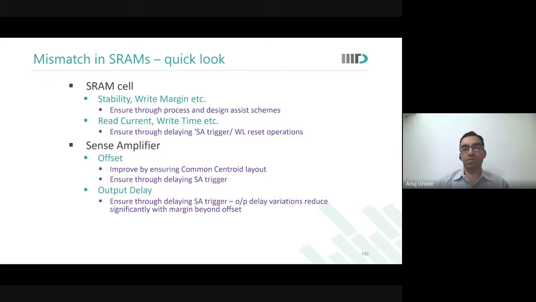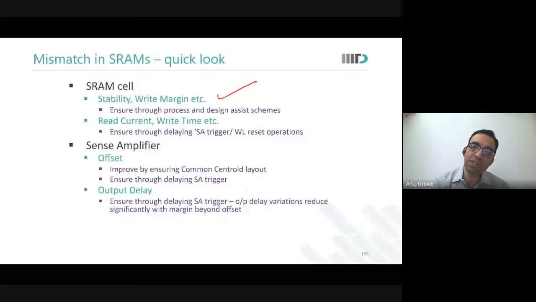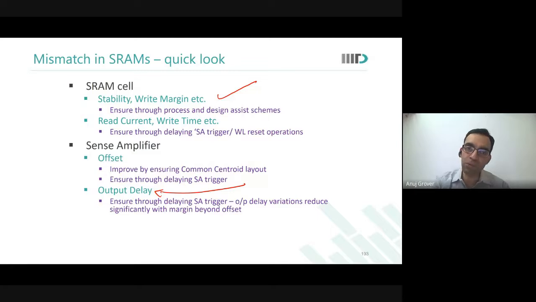Then in SRAMs, we already talked about mismatch in the SRAM cell: mismatch of read current, SNM, writability, write time, everything. We discussed that when we covered the figures of merit. For the sense amplifier also, we know there is going to be an offset. We need to run Monte Carlo simulations to arrive at that offset. Even the sense amplifier reaction time, the output delay, will have a distribution and we need to characterize it. So those of you working on SRAM cells or sense amp design, you have to look into Monte Carlo simulations for qualifying these.